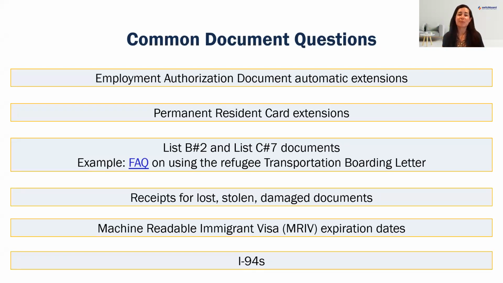And then for machine readable immigrant visas, as Ramya had explained, there's some confusion about the expiration dates, but essentially it's the date of the stamp. It's not the date that's printed on the visa itself. That's just by when the worker has to enter the US. Next slide.